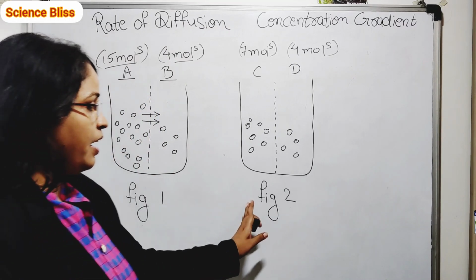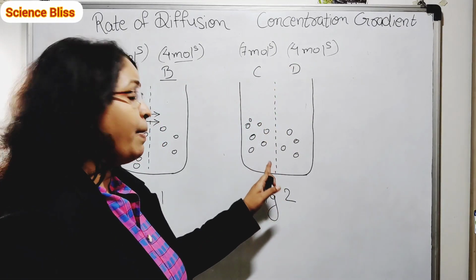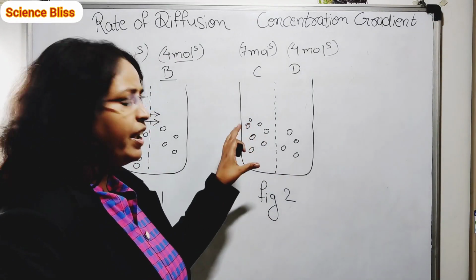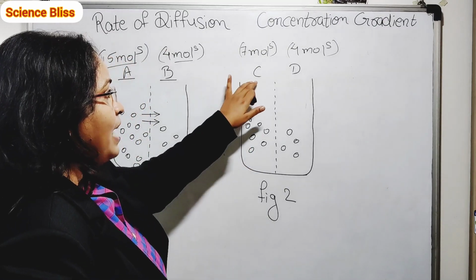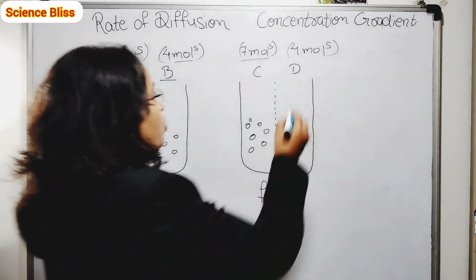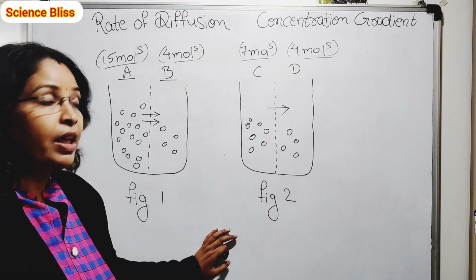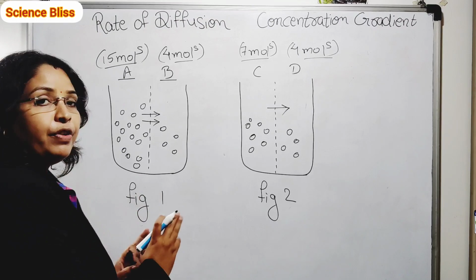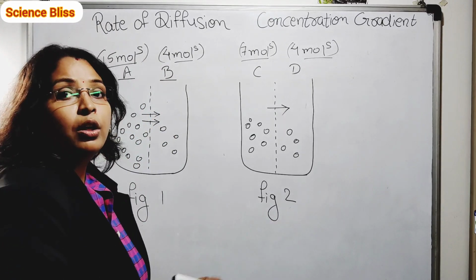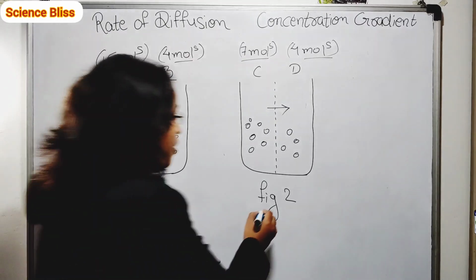Similar kind of a condition is there in figure 2 also. A reaction vessel has got side C and side D separated by a partially permeable membrane, which is permeable for these molecules. But over here, we can clearly see that side C is having only 7 molecules and side D is having 4 molecules. Definitely there will be a diffusion from side C to side D. But if we compare the rate of diffusion in figure 1 and figure 2, there will be a higher rate of diffusion in figure 1 as compared to figure 2.